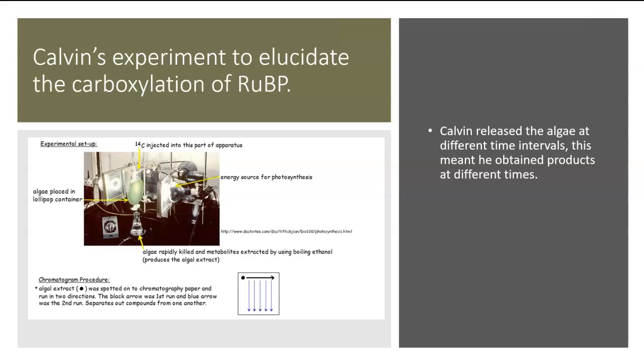Calvin released the algae at different time intervals. This meant he obtained products at different times. This allowed him to sequence the steps of the Calvin cycle.